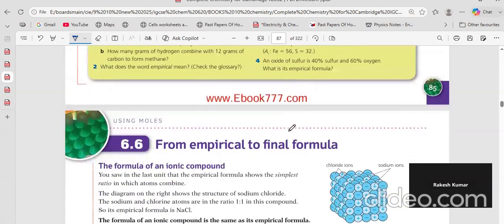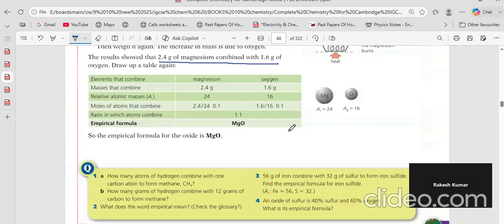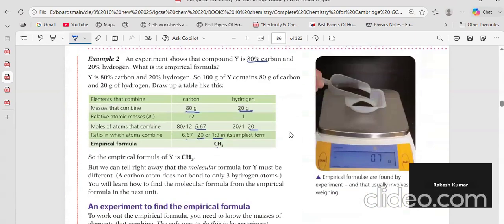Now if you want to convert this to the final formula, like in the previous question it was CH3. Now CH3 doesn't exist, because why? Because carbon has a valency of 4. So it has got 4 electrons. So it can't exist like this, CH3. So this is the simplest ratio. This doesn't mean this is the formula. The formula would be a multiple of this. It can't be half a carbon atom, but it could be a multiple of this.